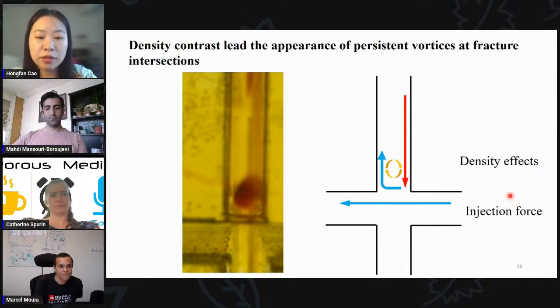And what we are doing now is a simulation to compare the density effects and the injection force, and we found the different combination of the density effects and the injection force can lead to different phenomena at the intersection. But this study is still ongoing.